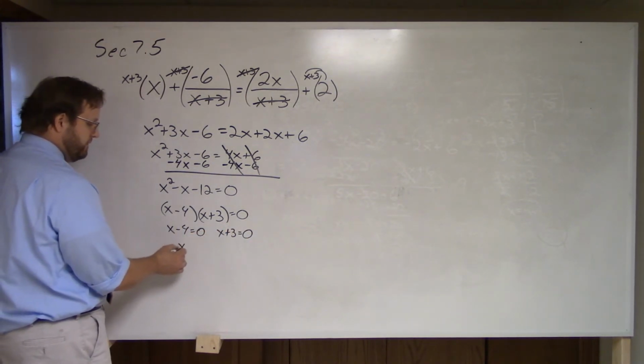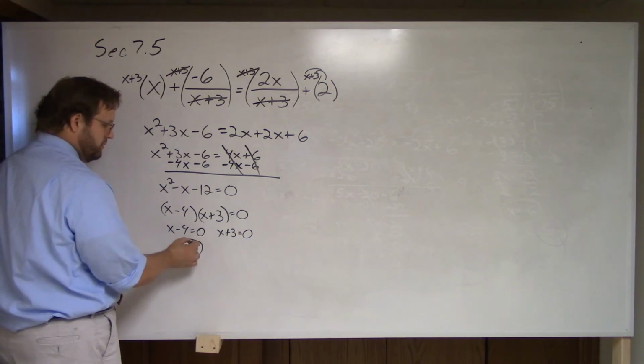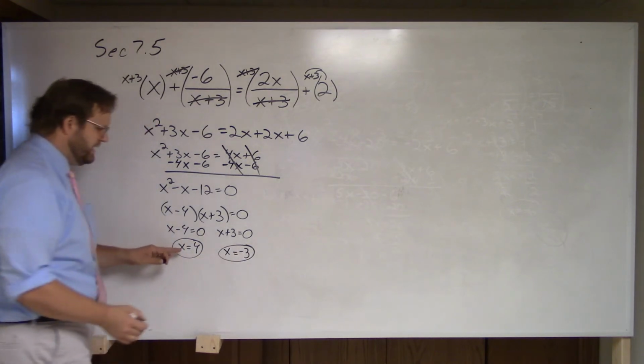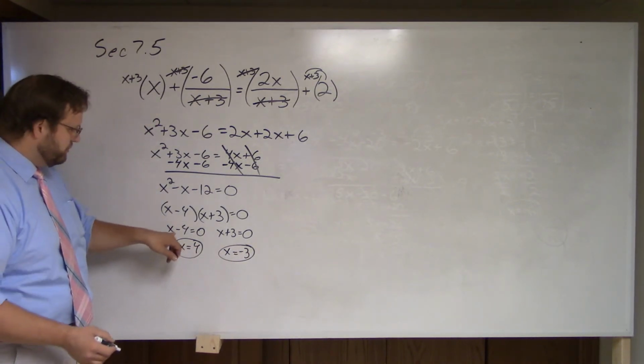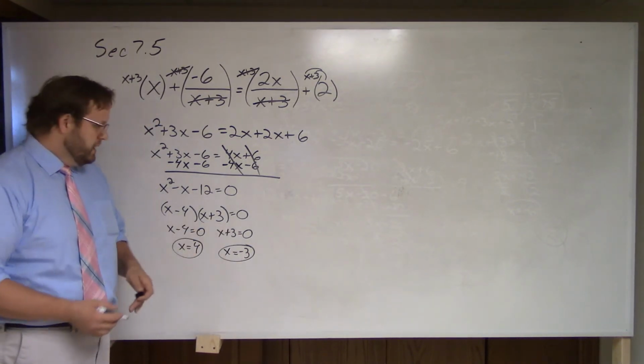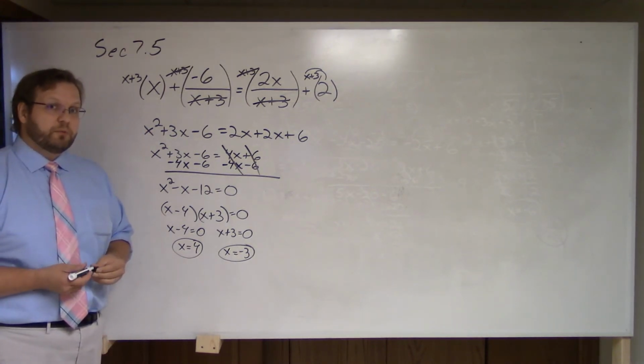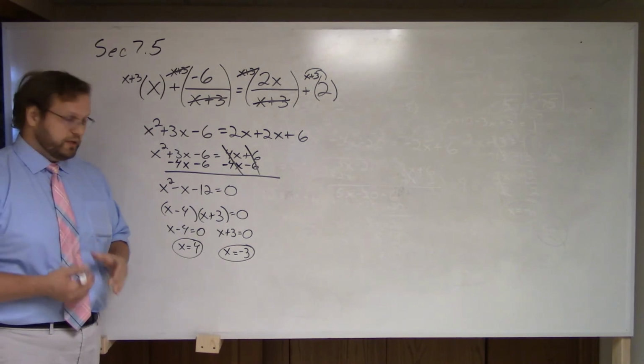I can add a 4. I can subtract a 3. If you find yourself making a lot of sign mistakes with that, then put +4 +4 -3 -3. Now, remember, if I have denominators with variables, I need to check for those zeros at the very least.